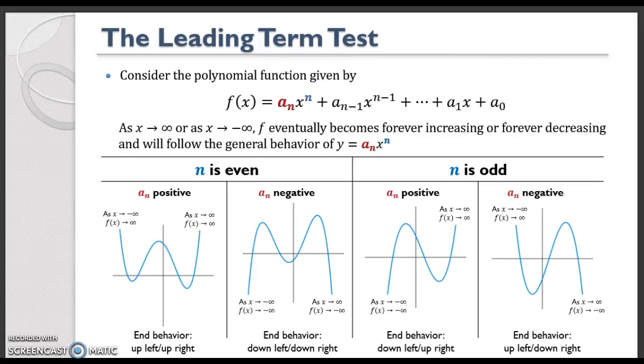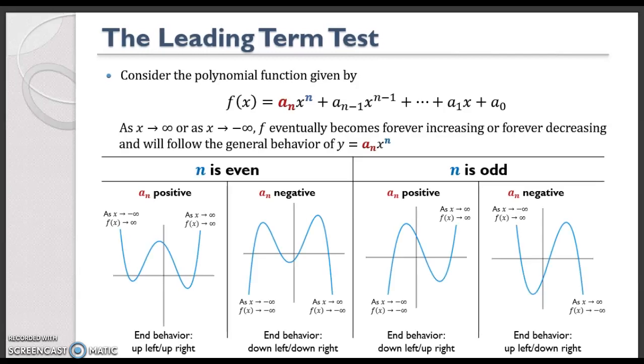So if we consider the polynomial function f of x equals a sub n x to the n plus a sub n minus 1 x to the n minus 1 plus, and so on. That's a lot of notation. This is a polynomial function where we have coefficients, or numbers, in front of our x's, and this n value is the degree of the highest x that we have.